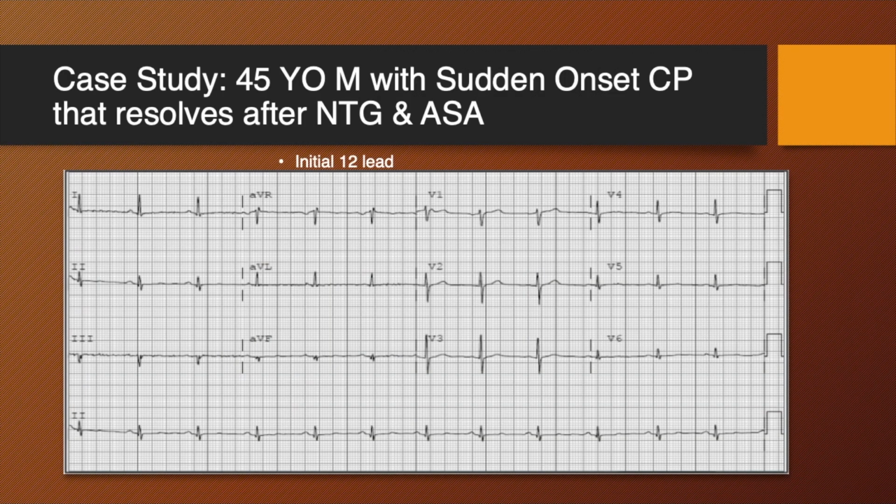All right, just a quick case study. We've got a 45-year-old male who presents with sudden onset chest pain. It resolves after the administration of nitroglycerin and aspirin. Here is the initial 12 lead that we see. So what do we have here?